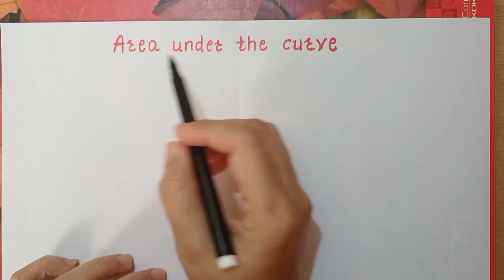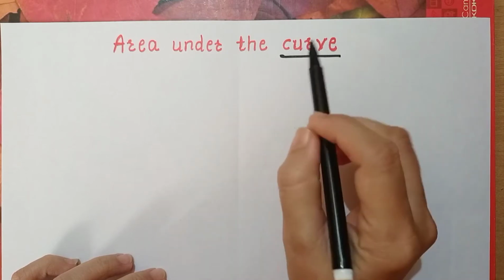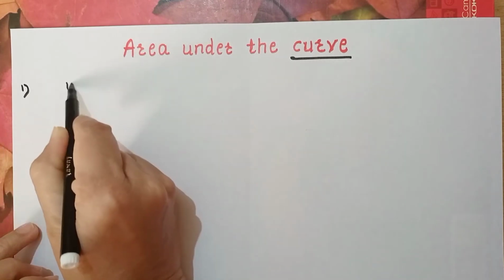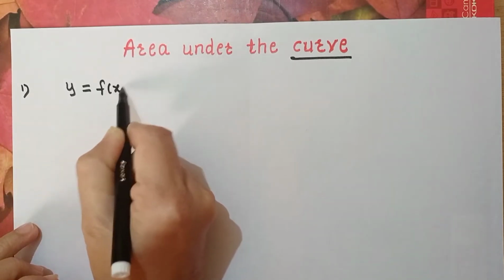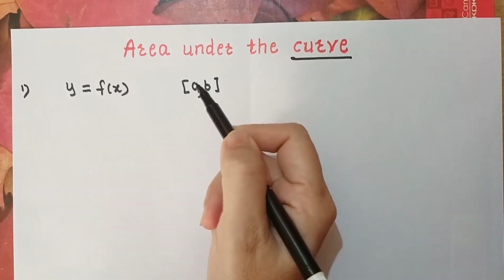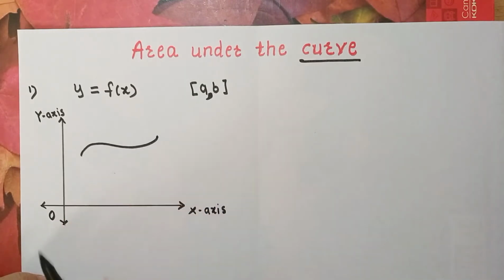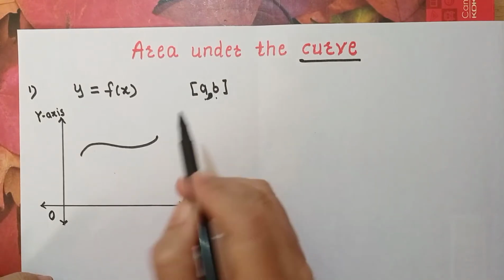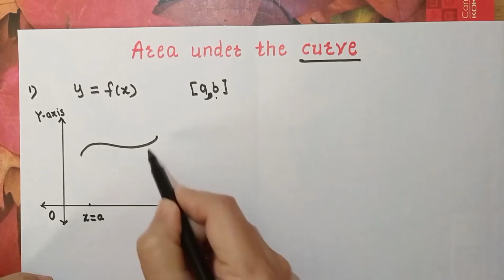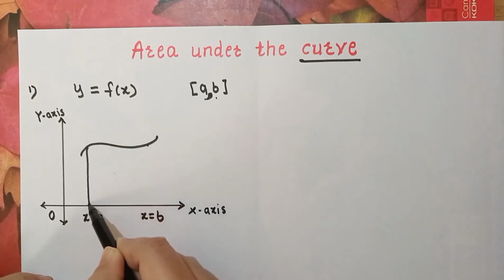Let's see now what is area under the curve. To evaluate this, we must know the nature and graph of this curve. So first consider the curve y is equal to f(x), which is continuous in the closed interval [a, b]. So consider the xy plane. This is the xy plane, and let this be the y is equal to f(x) curve, and now we will consider these points on the x-axis. Let this be x is equal to a and this be x is equal to b, and so we will draw a straight line.